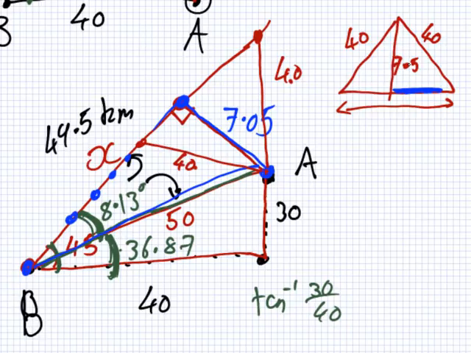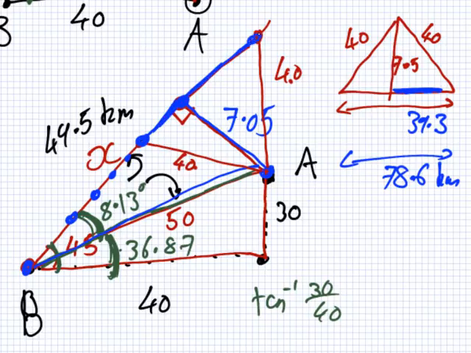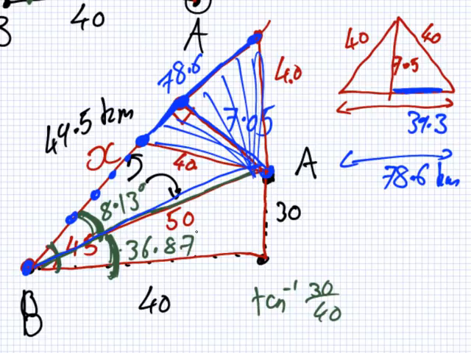So square root 40 squared minus 7.05 squared is 39.3. What do I need to do to this answer? Multiplied by 2, and so the total distance is 78.6 kilometers. So from here all the way over to here, that's a distance of 78.6. And it can still talk to A because it's always less than 40 for that part of the journey.